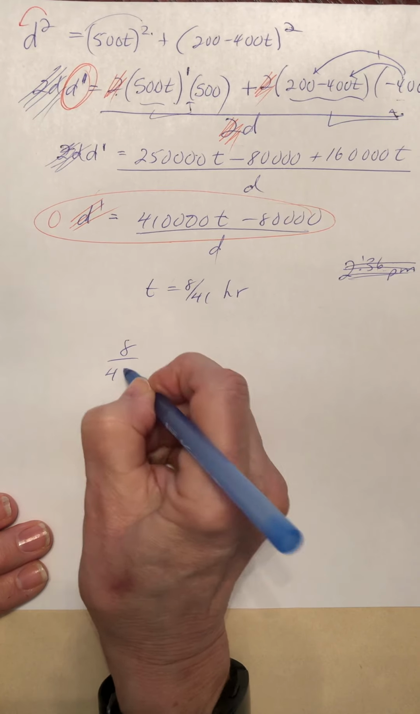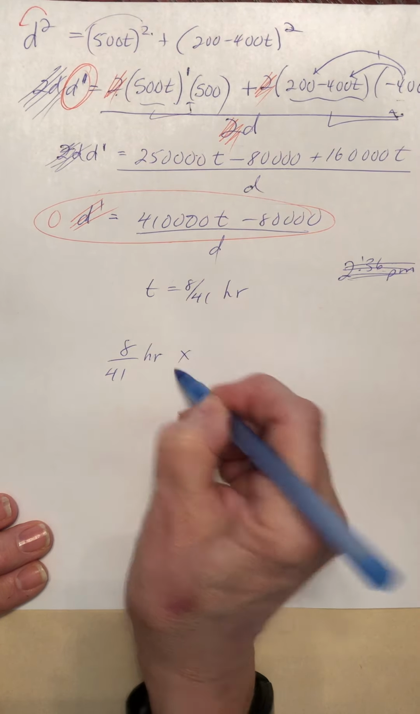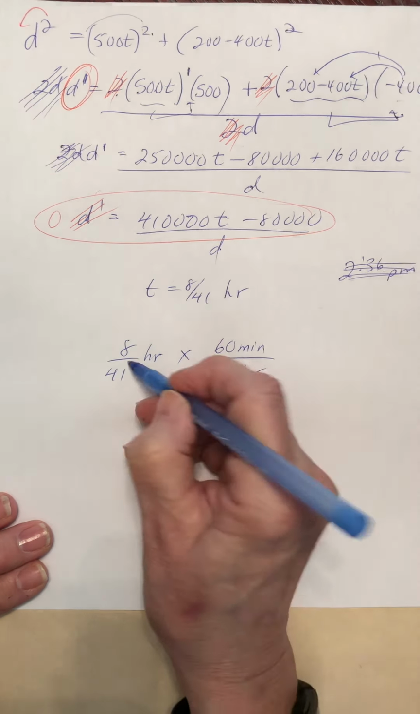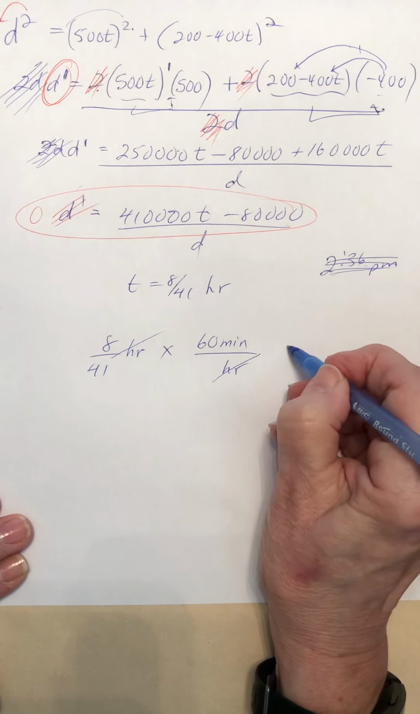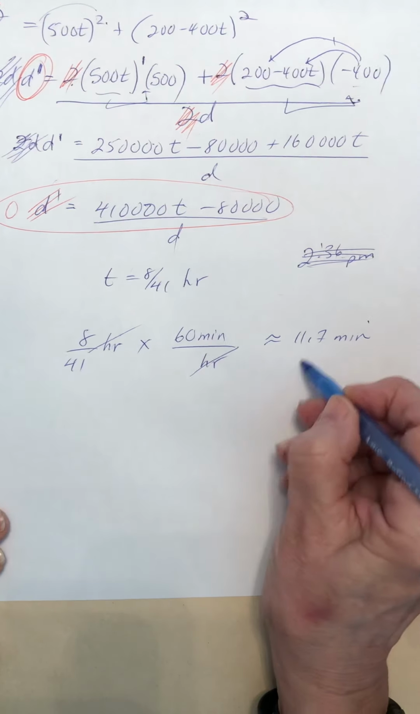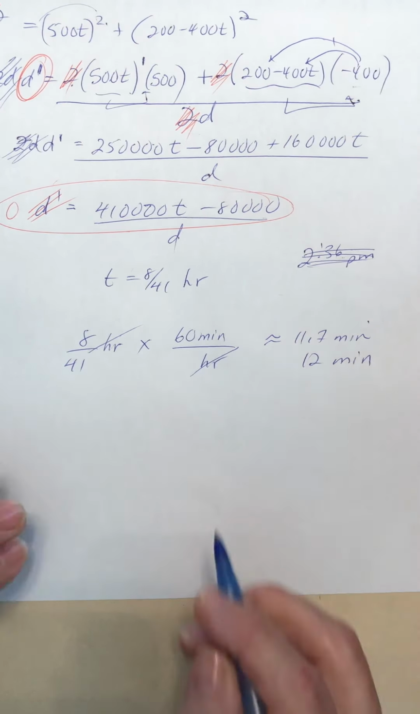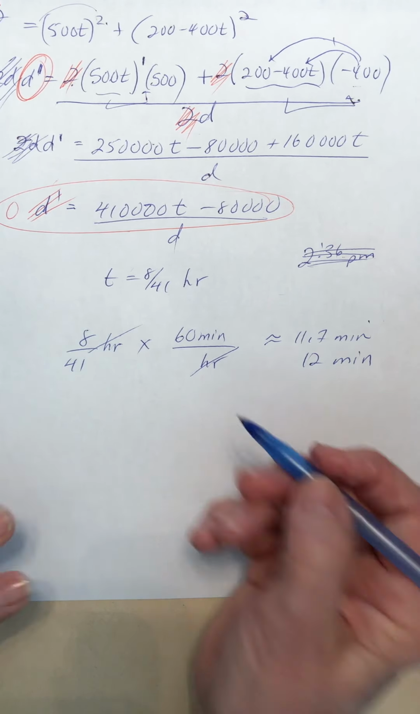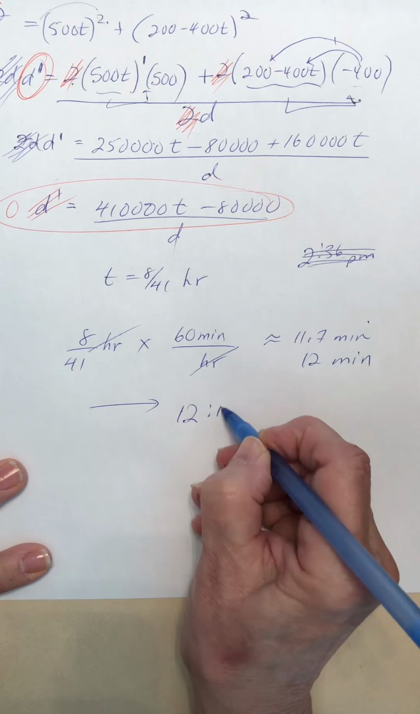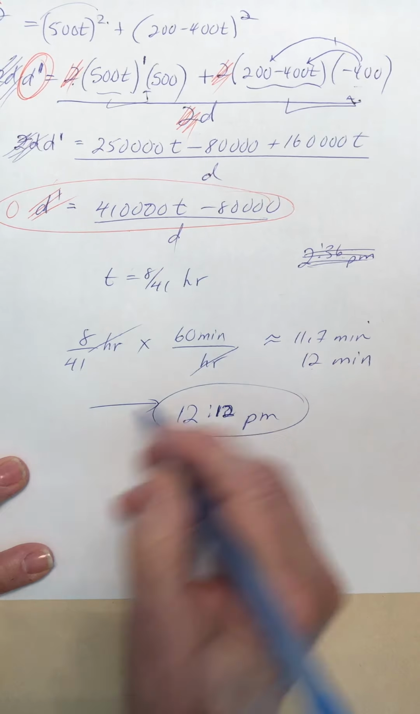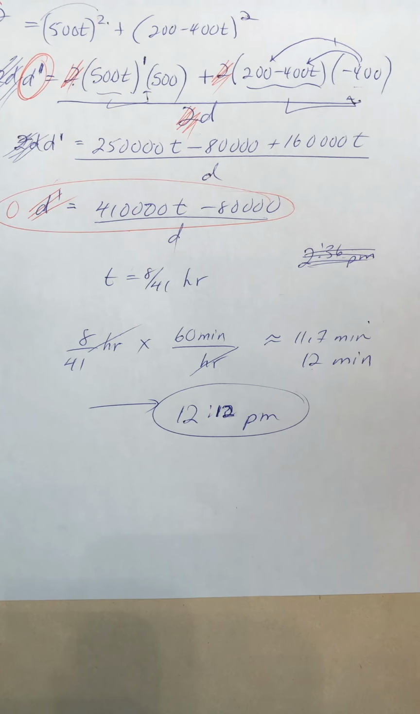So you could do unit analysis. If this is hours, now I'm going to times it by the knowledge that there are 60 minutes per hour. So these cancel. I would work all this out and I get about 11.7 minutes, which I could say is about 12 minutes. So if this whole scenario started at noon, it's now taken 12 minutes for them to be closest together forever. What time of day is it? It's 12 noon plus this extra 12 p.m. So your statement, because you must end with a statement, is that they're closest together at 12:10.